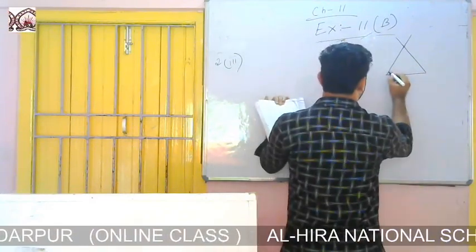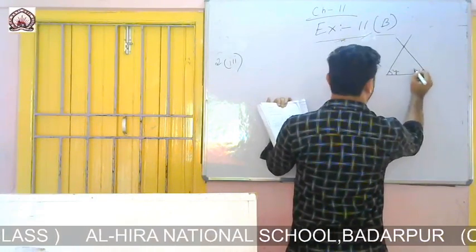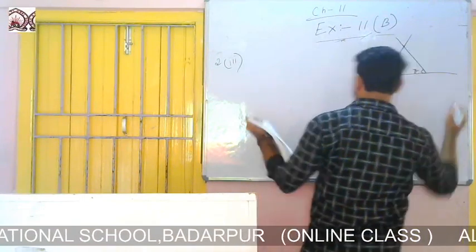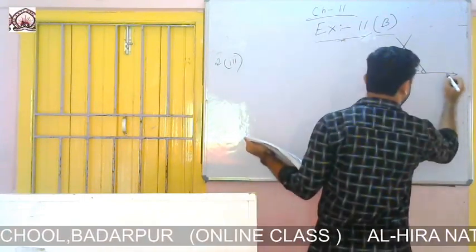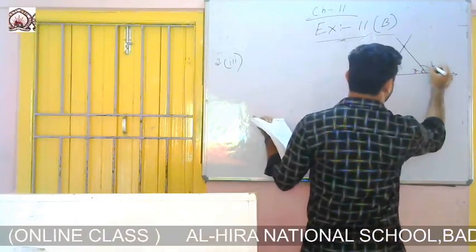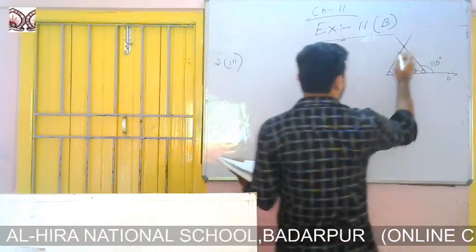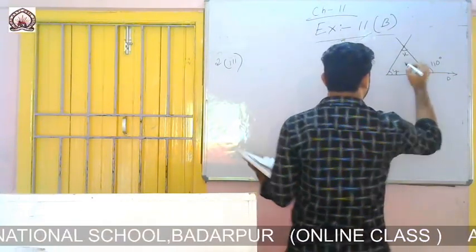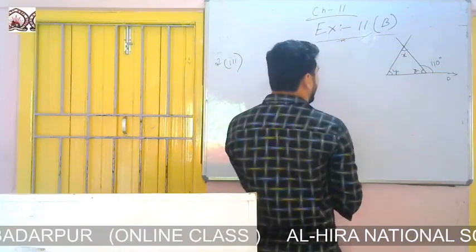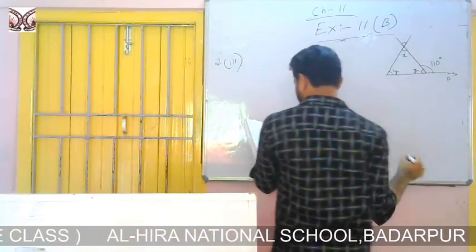Okay, you see y, here it is z, and here it is. If I extend, then it will become D, and the exterior angle is given as 110 degree. Okay, we have to find this one, x. You look at your book how the diagram is drawn.